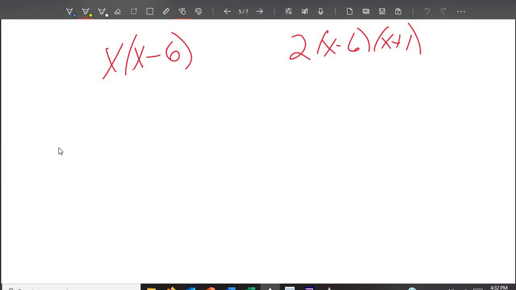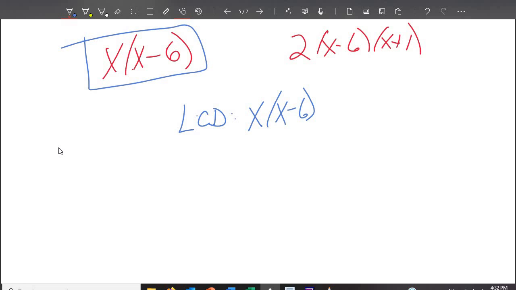All right, let's do it. Now this one's already been factored for us. So I want to find the LCD. I'm going to use blue this time. Whatever's in the first one must be included. I've got to put an x and an x minus 6. I don't care what this is. Whatever's here is going to go here. I don't care if it was 15 different binomials. You're going to put 15 different binomials in your LCD. I can't stress that enough.